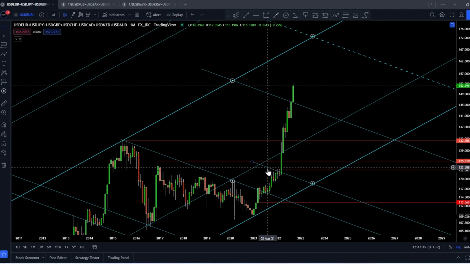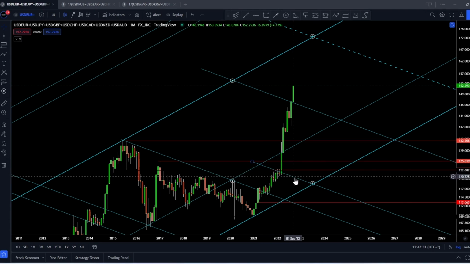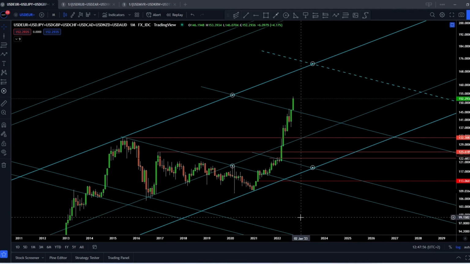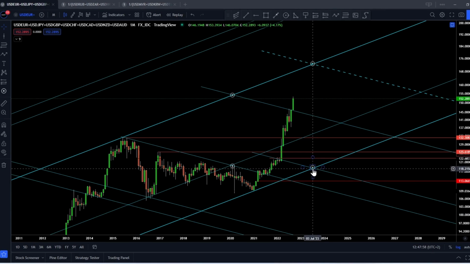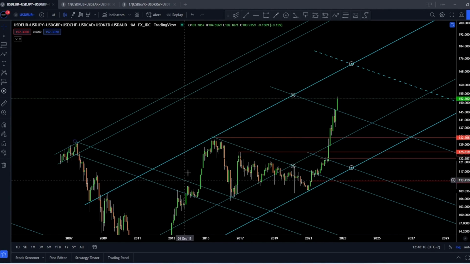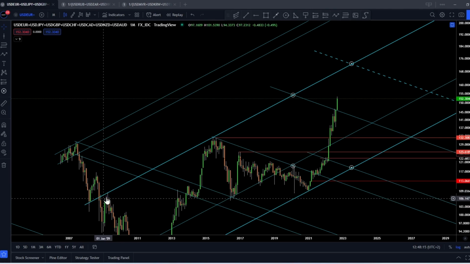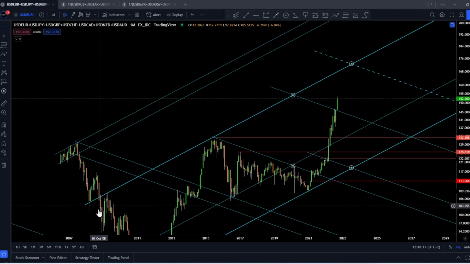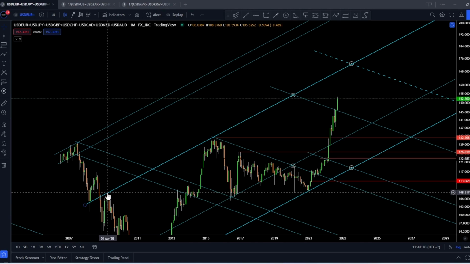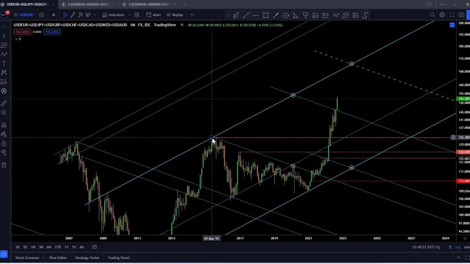By placing this line here, we can let it intersect with another line that is already confirmed. Okay, we let it intercross, and then using this intersection here, we can extrapolate the intersection on another line that is already proven. We had a contact point here. We had this very interesting polarity change with a support here, breakdown, and then the retest of that line from below, and then this second contact point.